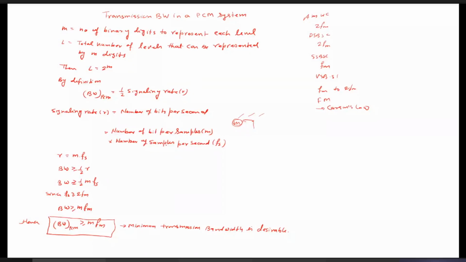Hence, the signaling rate we can calculate from the number of bits per sample, which is given by M and is known, and the number of samples per second, which is nothing but the sampling frequency itself. Fs is the sampling frequency.